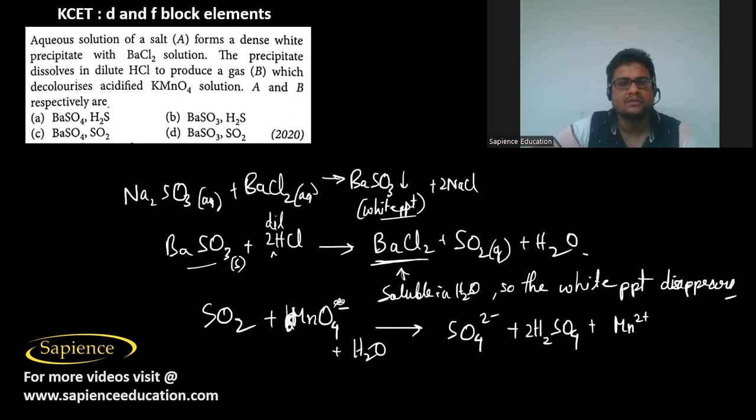So it means the aqueous solution of the salt which is used is sodium sulfite, and the gas which is formed is sulfur dioxide. So it means A is Na2SO3 and B is SO2, but in option D SO2 is there, but instead of BaSO3, if they had written Na2SO3, then only it would have been correct. So here none of the options are correct.